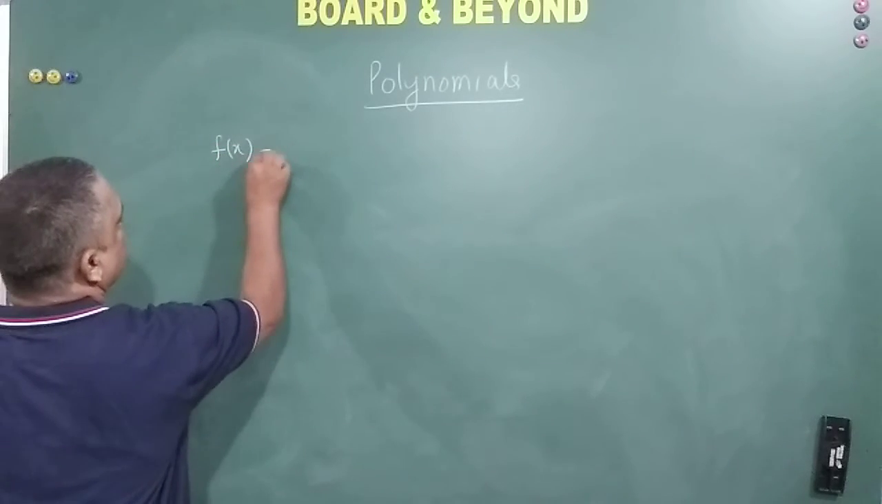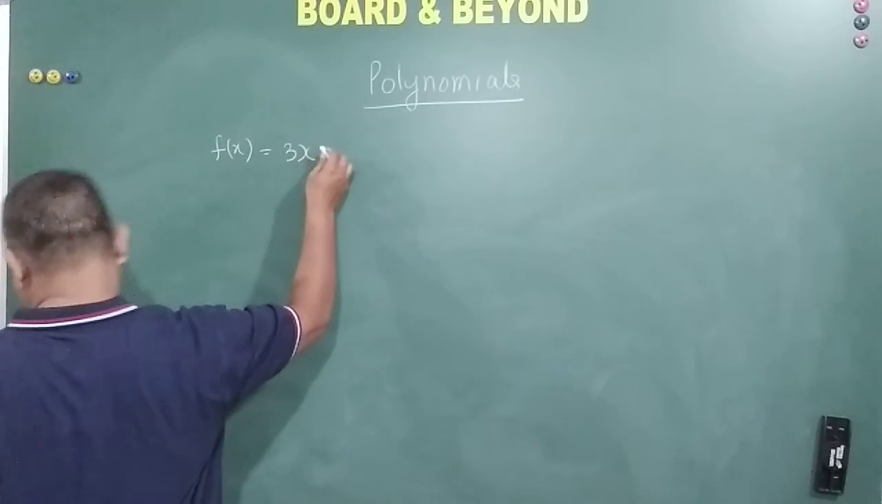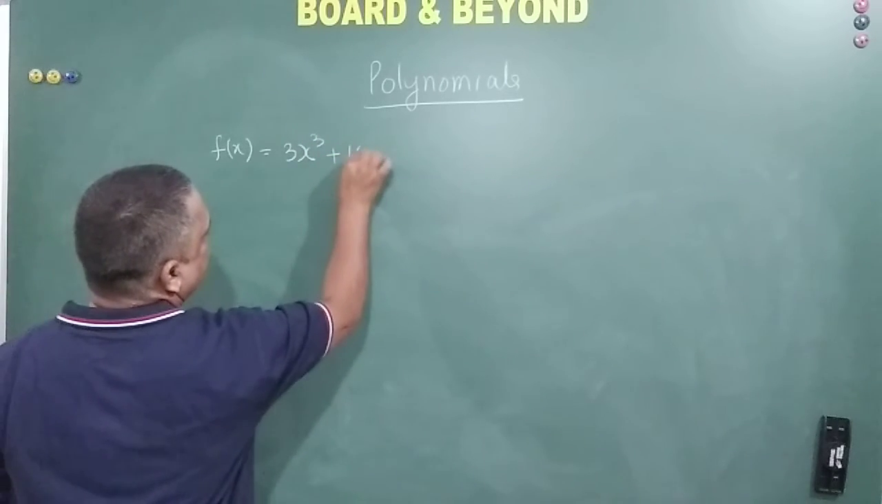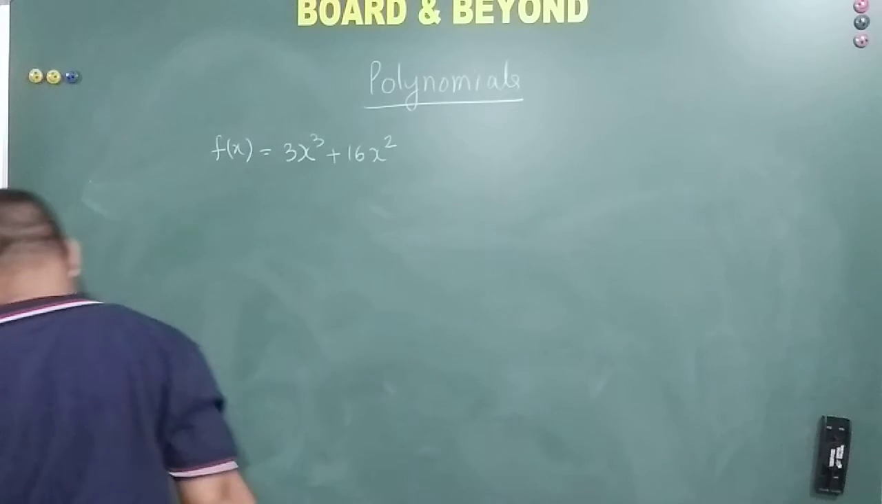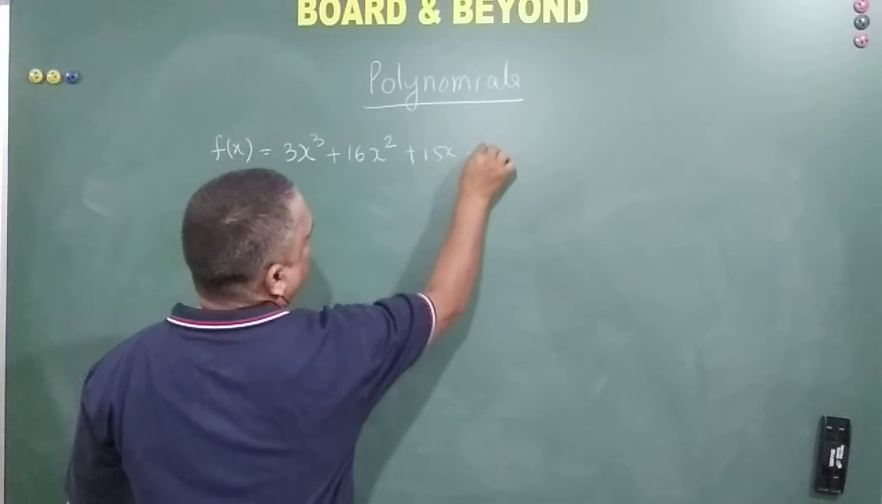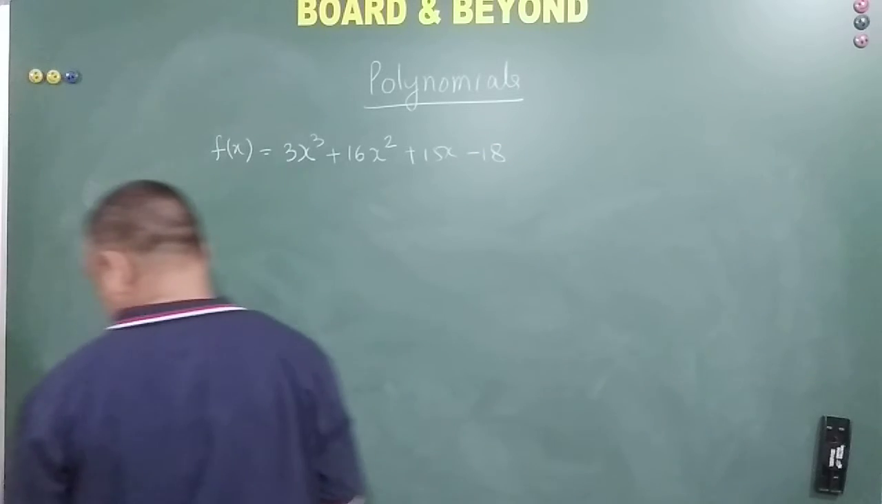F of x is equal to 3x cube plus 16x square plus 15x minus 18, right?